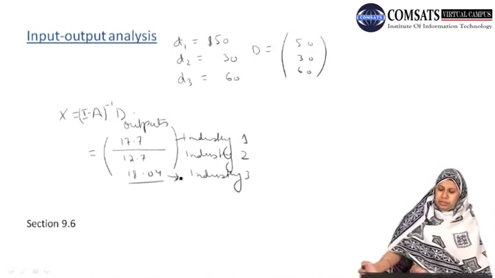With this we end today's lecture and this chapter as well. In our next lecture we will study the mathematics of finance. That is, we will apply what we have studied so far to see the applications from the business and economics side.